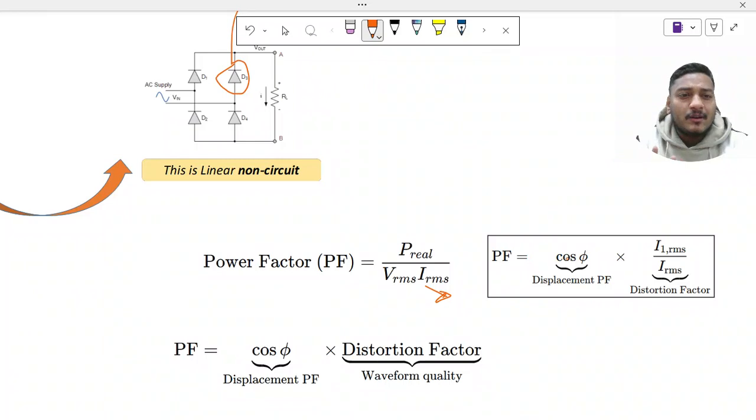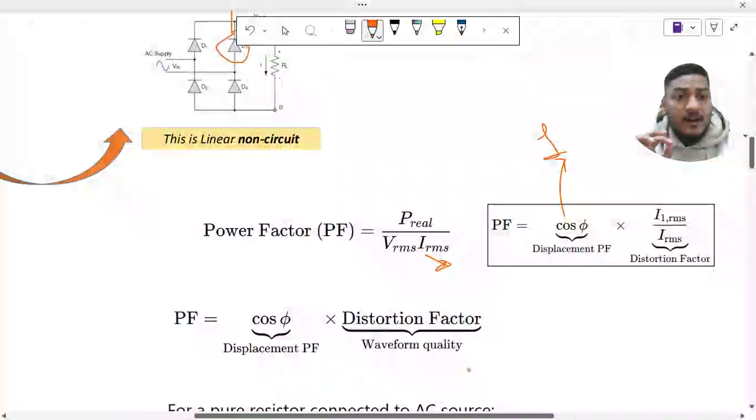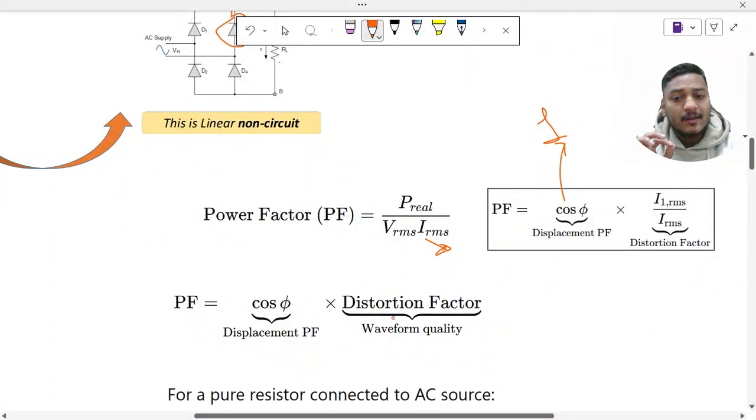In other words, maybe you have learned this in rectifiers in BTech or in inverters. Power factor is cos phi, the displacement factor, multiplied by I1 RMS divided by I RMS, which is nothing but the distortion factor. So even if cos phi is equal to 1, meaning my voltage and current are in phase with each other, it might happen that I1 RMS divided by I RMS, the distortion factor, is not equal to 1. How? That we will see below after some time. So this is a very fundamental definition of power factor: power factor is cos phi multiplied by the distortion factor.